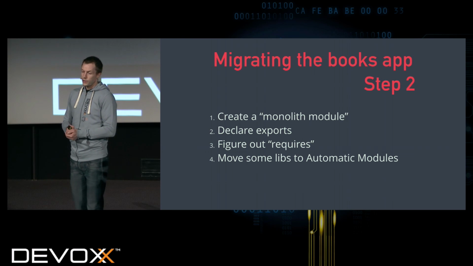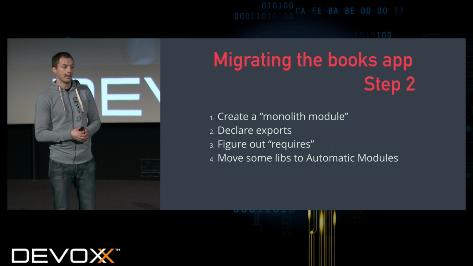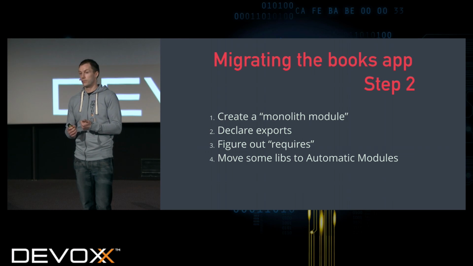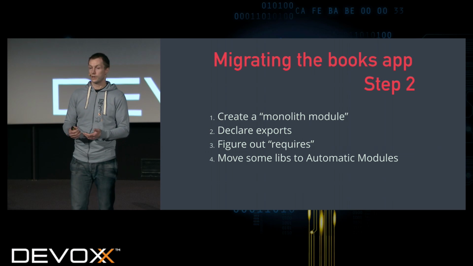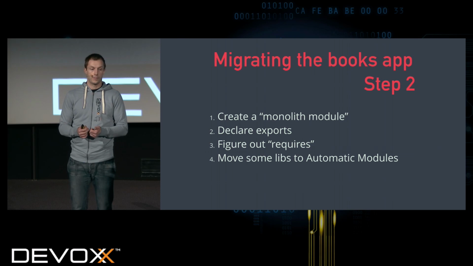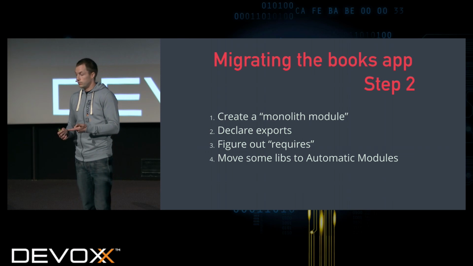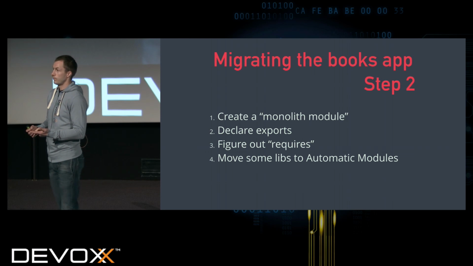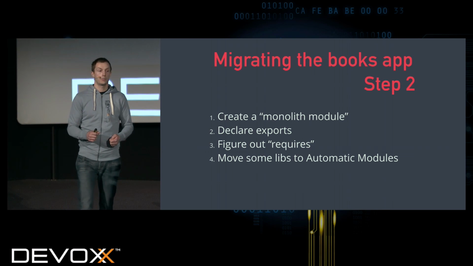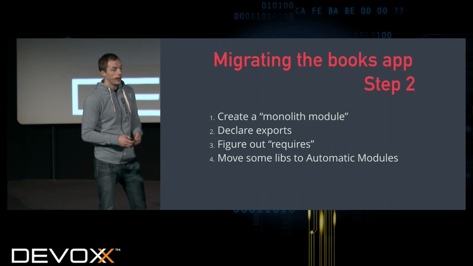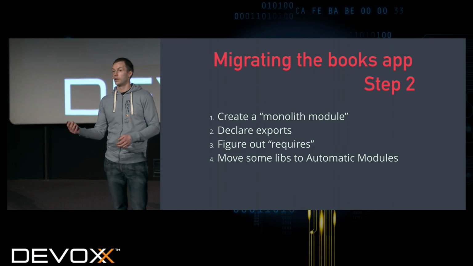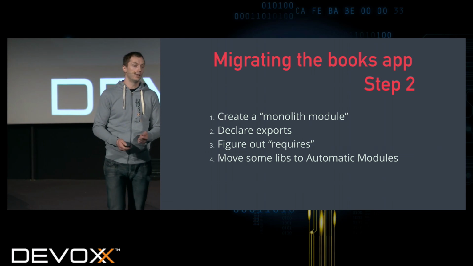So to create this monolith module, we will do several things. First of all, we have to declare our exports. The framework has to access our code. There's reflection going on, etc. So we have to deal with that. We have to figure out our requires. So we have to think about dependencies, and that's where automatic modules come into play again. And we will see that some of our modules will become automatic modules, but not all of them. And I will explain why in a moment.